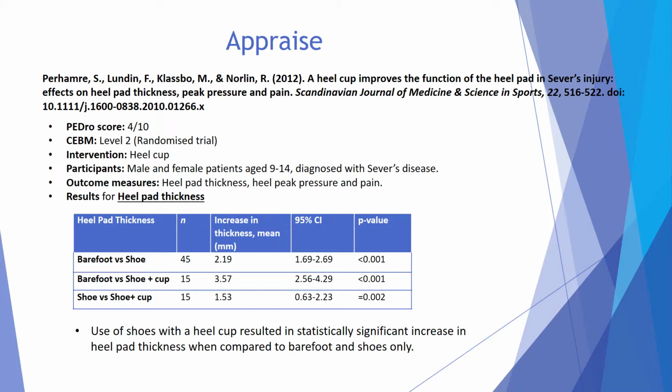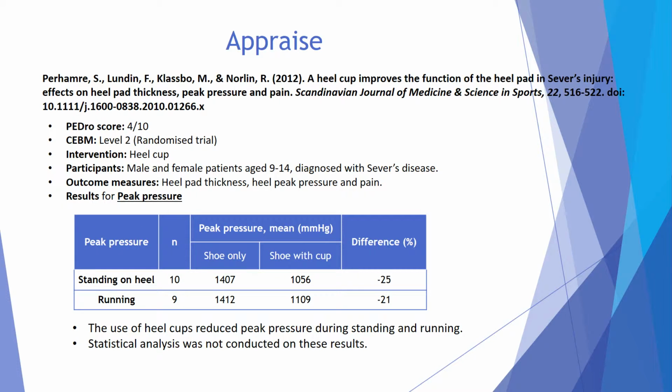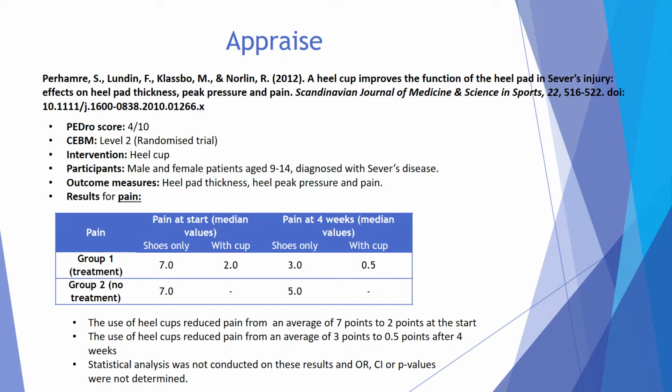There was a statistically significant increase in heel pad thickness when the heel cup was used with shoes when compared to barefoot, which increased by 3.57, and with shoes, which increased by 1.53, and P was less than 0.05 for both. The heel peak pressure was reduced by 21% while running and 25% while standing with the use of a heel cup. Statistical analysis was not conducted on these findings. Median pain for the treatment group reduced from 3 without a cup to 0.5 with a cup after 4 weeks. Again, no statistical analysis was conducted on these findings.